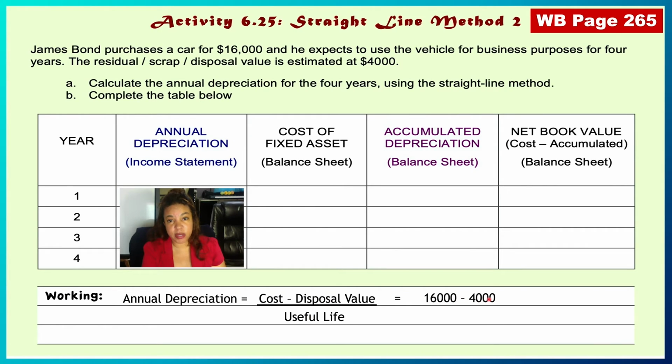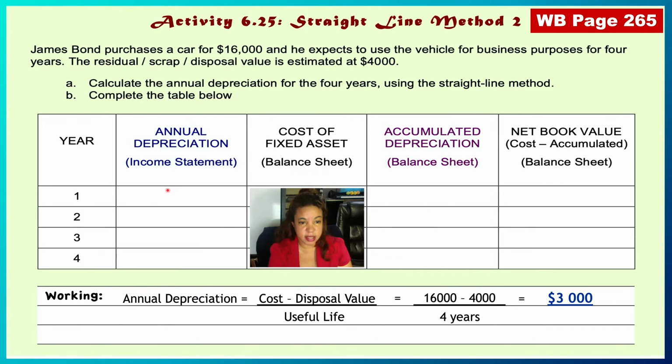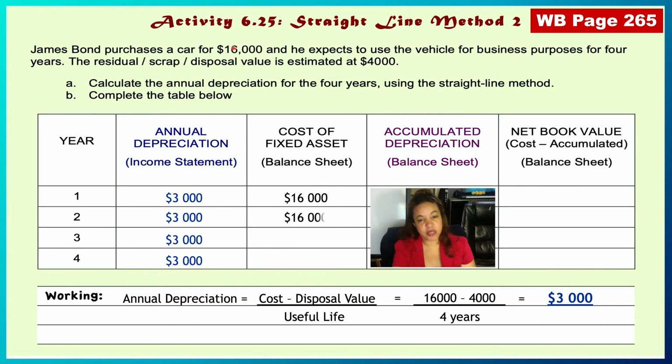$16,000 minus the $4,000 estimated, and then divided by 4 years will give you $3,000. So that means this is your annual depreciation, meaning that it will be your depreciation for each of the years. So 3,000, 3,000, 3,000. You can just put it there one time for straight line method because it's the same amount. Your cost will forever be the $16,000 because we cannot change time. So this is your historical cost, $16,000.